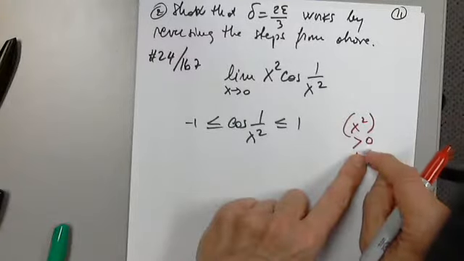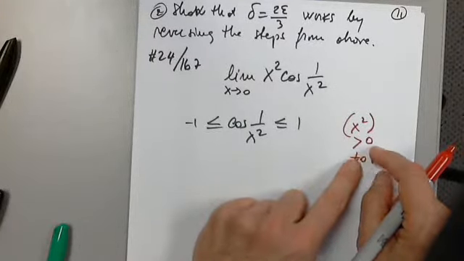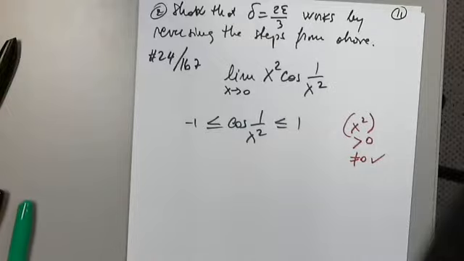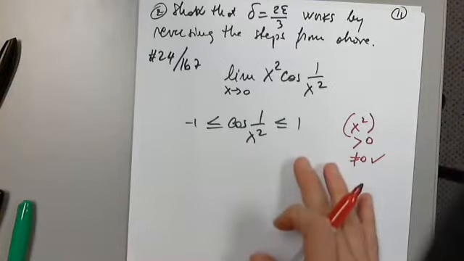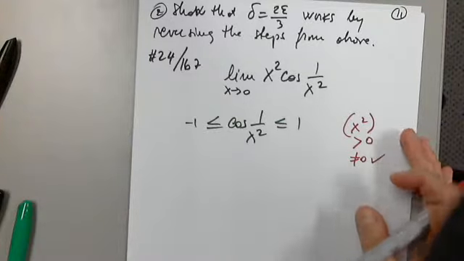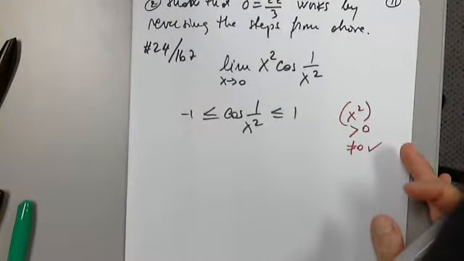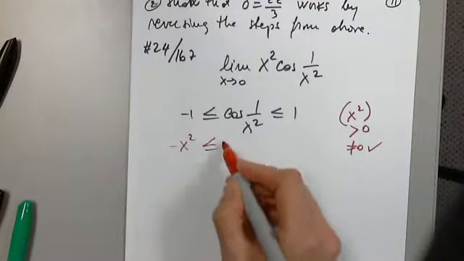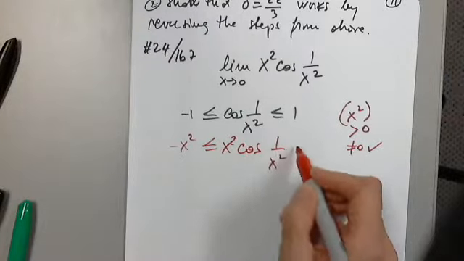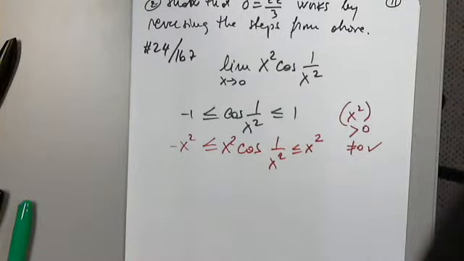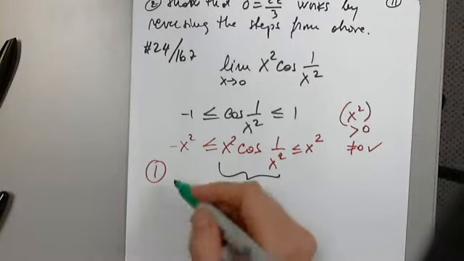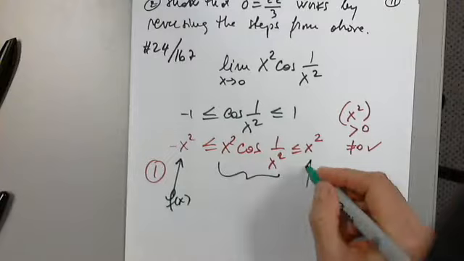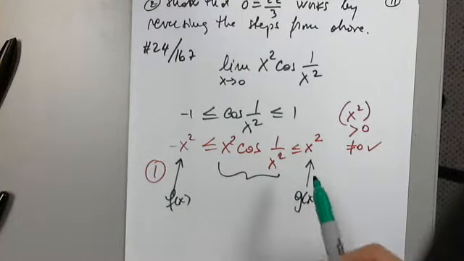But now, is x squared always positive? Yes, x squared is always positive no matter what x is. So our operation of multiplying all three sides by x squared is legitimate because I'm multiplying by a positive number, and that positive number will never be 0 either. So then I have negative x squared less than or equal to x squared cosine of 1 over x squared less than or equal to x squared. And this is the first hypothesis of the squeeze theorem. I showed that the given function is squeezed between f of x and g of x near 0.